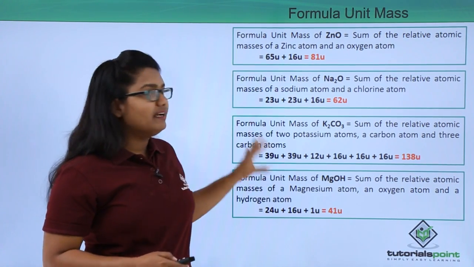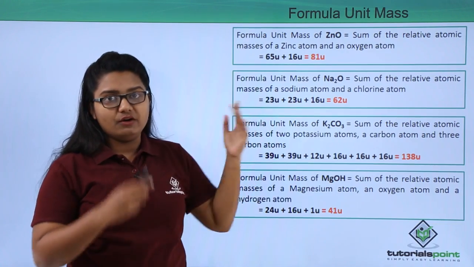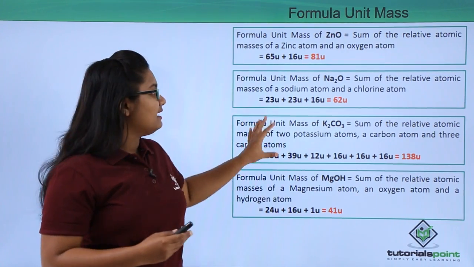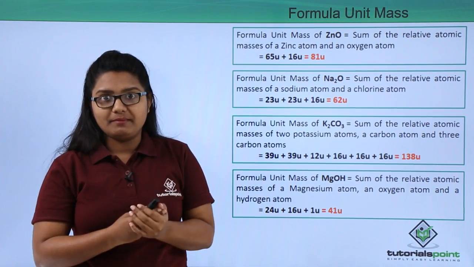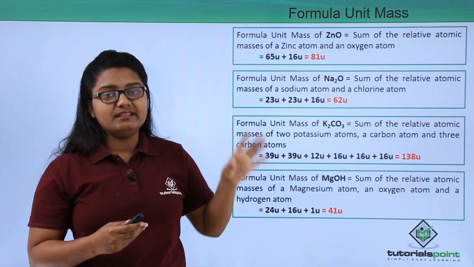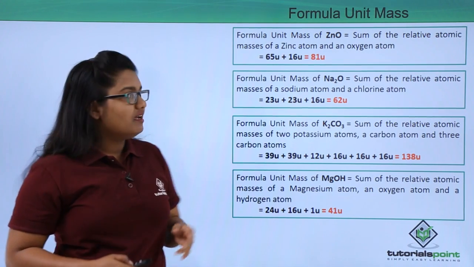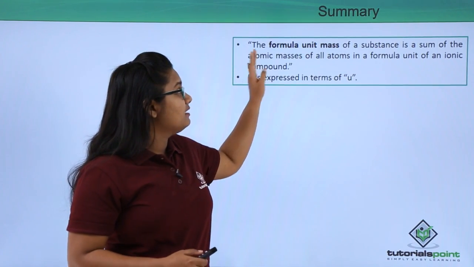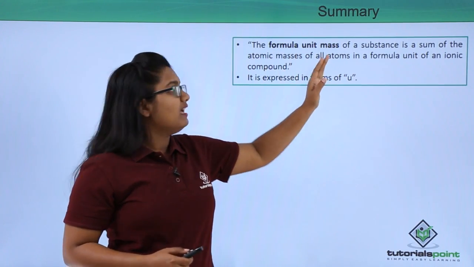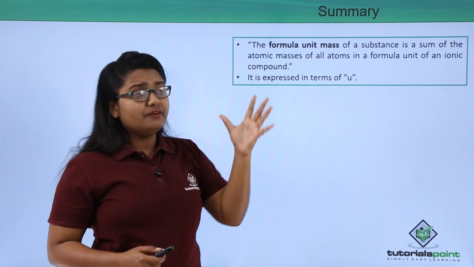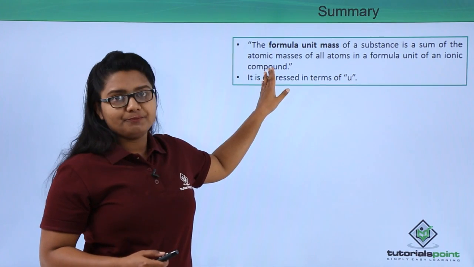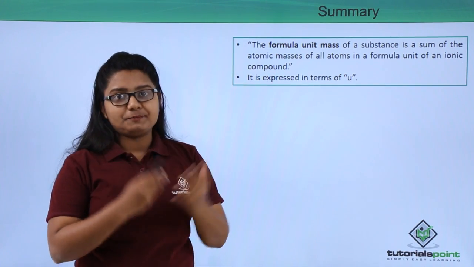Now this is how we find the formula unit mass of all the ionic compounds. It is exactly the same as the procedure to find the relative molecular mass, but only there is a difference in the usage of the terms. So in this video we have learned that the formula unit mass of a substance is the sum of the atomic masses of all the atoms in a formula unit of an ionic compound, and this also we express as U.